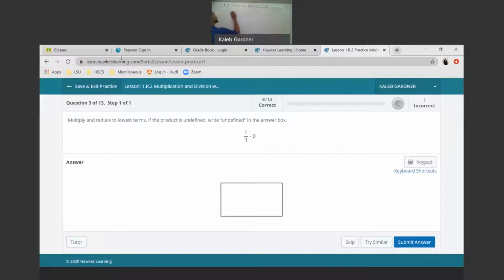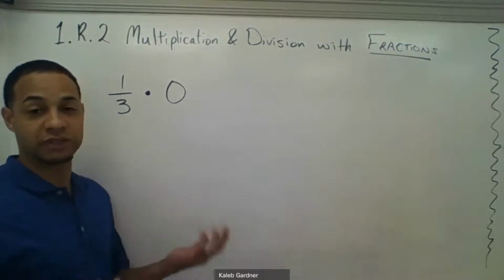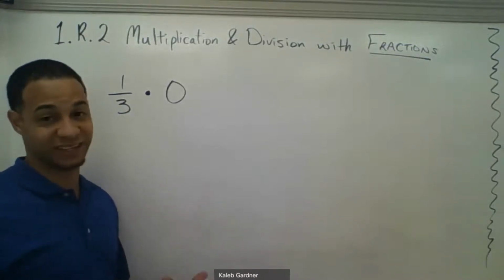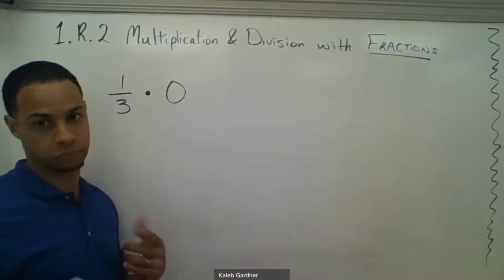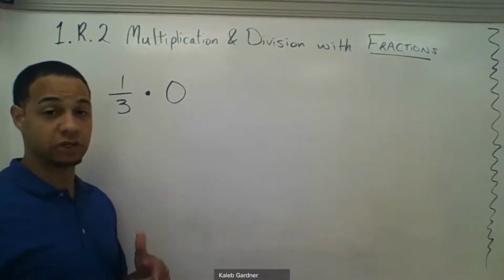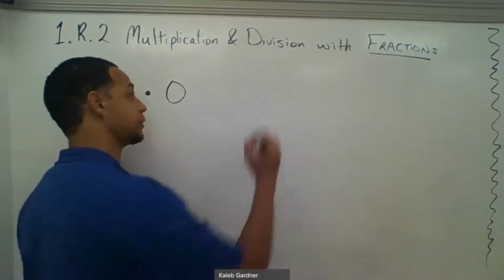This is actually the easiest question you might ever get in a math class. That was good. 1/3 times 0. Anything times 0. This is a rule. Write it down if you need to. Actually, write it down. 1/3 times 0. Anything times 0. Let me write that down.